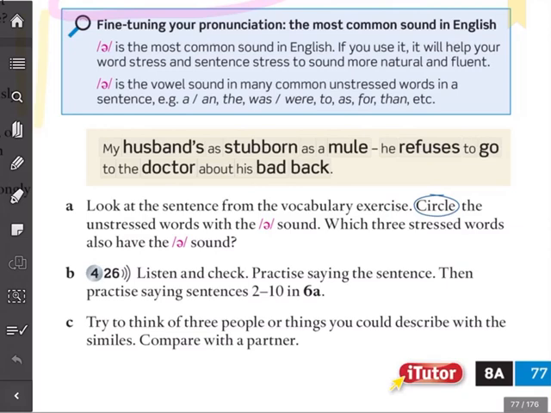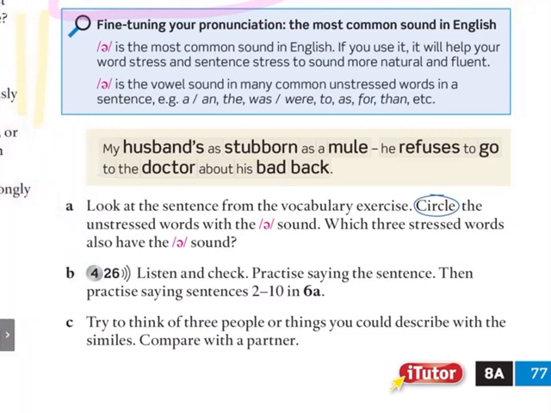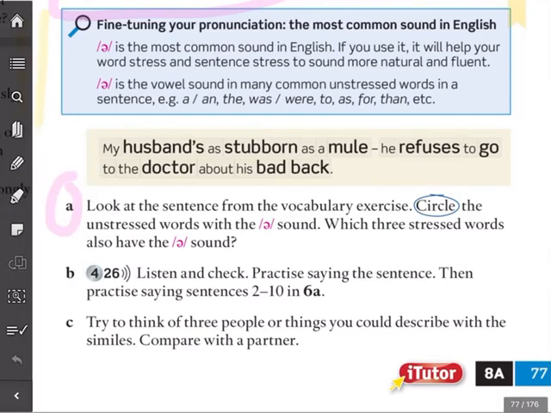Of course, no? So in this case, you can see some words are written small, no? And some words are written in kind of bigger font. Well, the words which are small are the unstressed words, no? And the words which are big are the stressed words. Now, let's look at letter A. Can you see? It says, look at the sentence from the vocabulary exercise. Circle the unstressed words with the schwa sound. Okay. Which 3 stressed words also have the schwa sound?